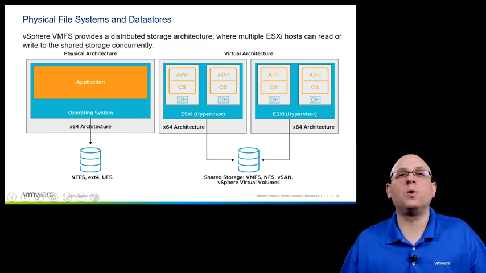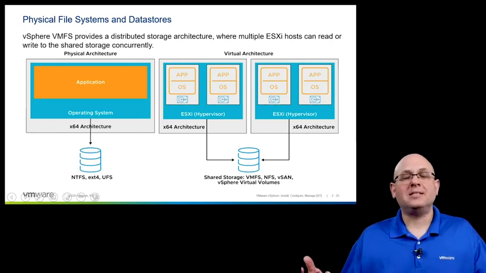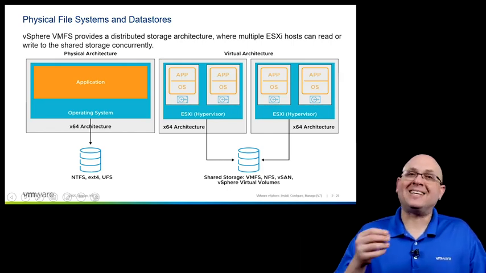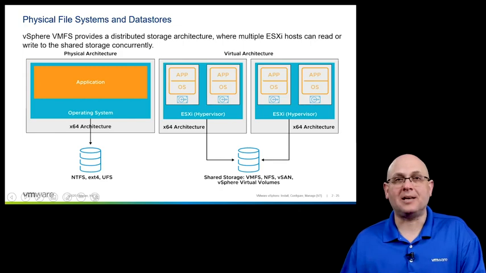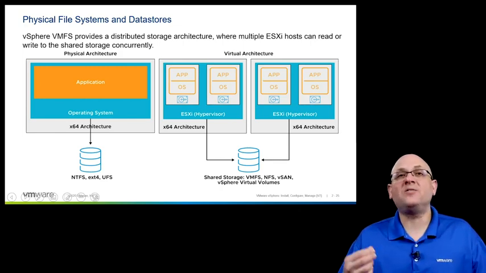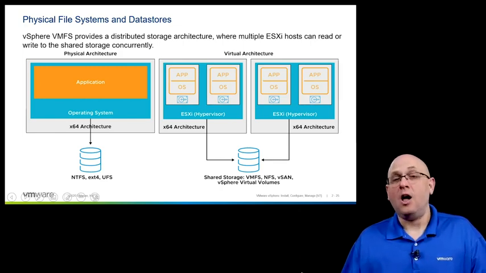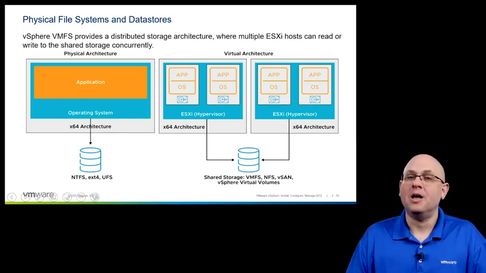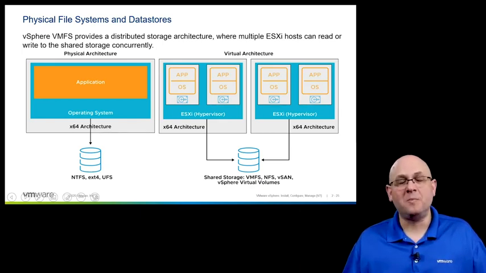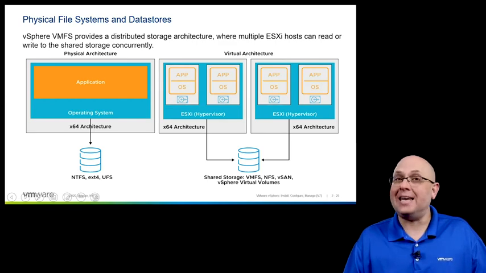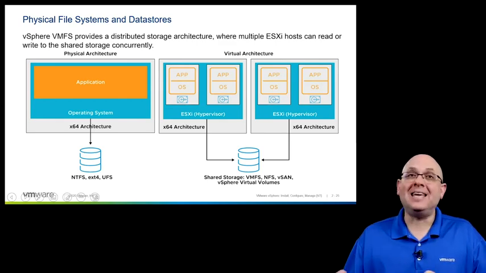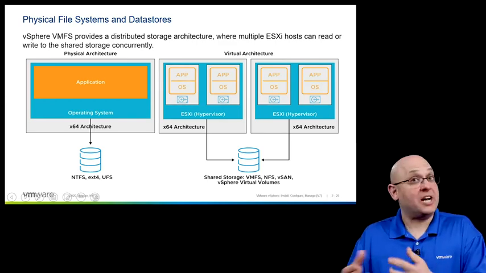Okay, now that shared storage simply means that I have some piece of storage that is accessible by multiple ESXi hosts. And by having this virtual machine disk file, along with all of the other files that make up a virtual machine, accessible by multiple ESXi hosts, it means that this virtual machine is now portable. It can run on any host that can see that shared storage.